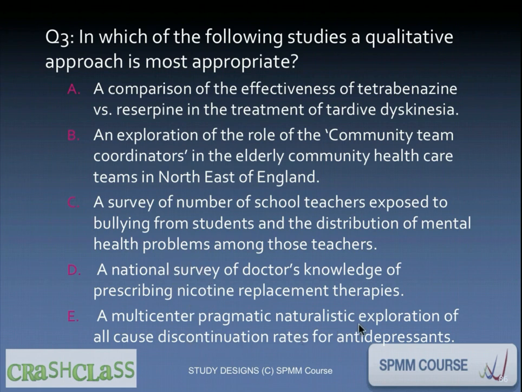What about E? Multi-center pragmatic naturalistic exploration of all-cause discontinuation rates of antidepressants. Discontinuation rates are quantities. The term naturalistic should not mislead you. Don't think naturalistic is equivalent to qualitative. Don't think exploration equates to qualitative either. The outcome of interest is rates, which is a quantity. So all of these are quantitative except B. So the answer is B.